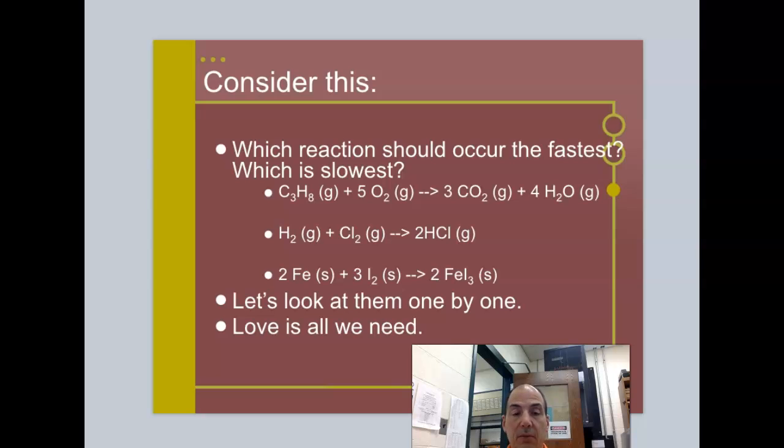Okay, the first one is the combustion of propane. Then we have the synthesis of hydrogen chloride gas. And then we have the synthesis of iron 3 iodide. Okay, so let's think about these in terms of what you think is the fastest, which you think is the slowest. All right.